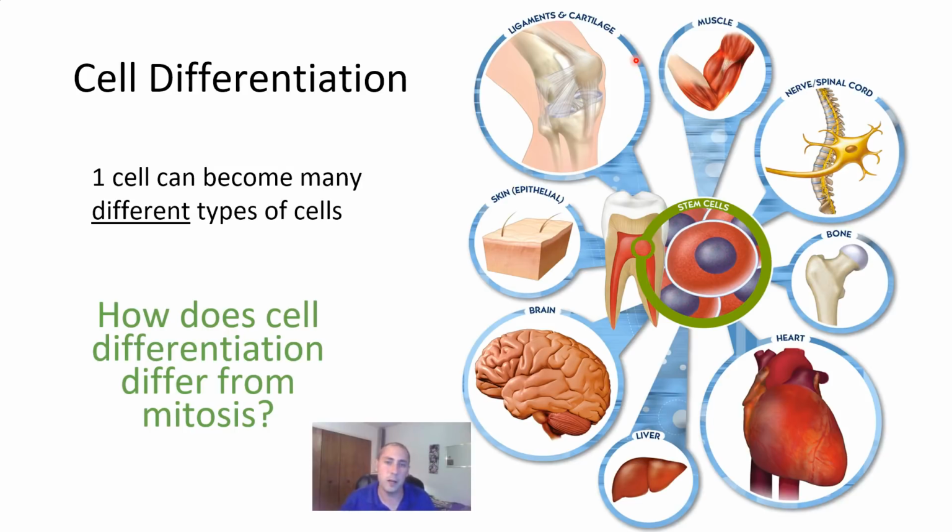Different cells will decide to become different based on where they all started. So remember, each cell has a copy of all the DNA. So any cell has all the instructions for how to make all these different types of cells, all these different types of tissues. But that's decided early on in the development of the organism. So differentiation is this idea that one cell can become many different types of cells. How does cell differentiation differ from mitosis? Well, mitosis is just making copies of the cell. Differentiation is becoming specialized.